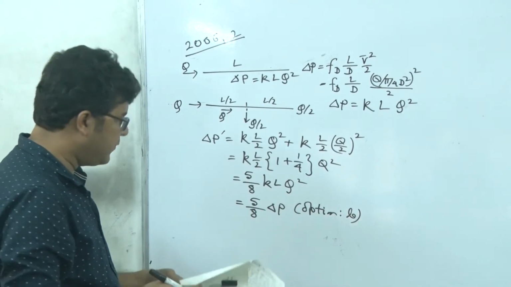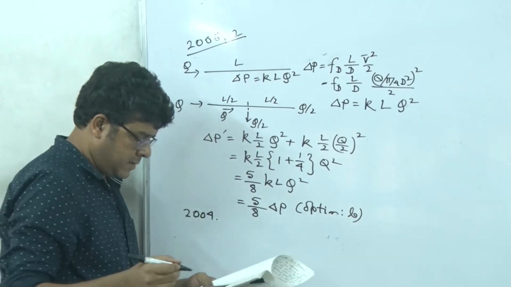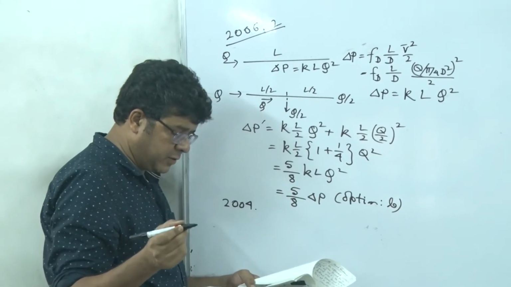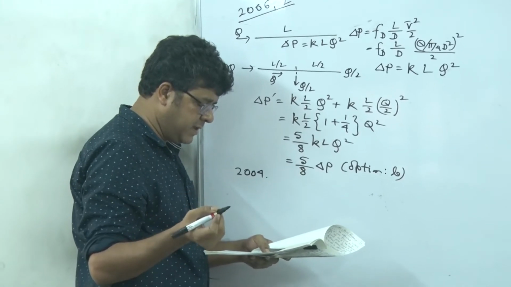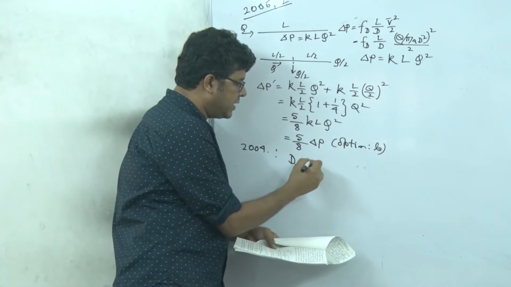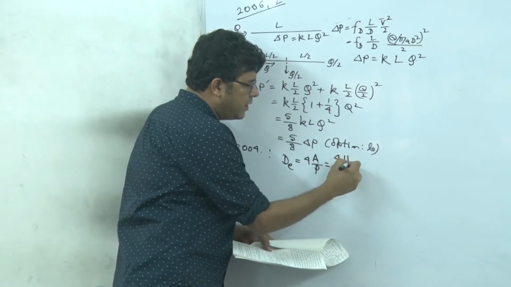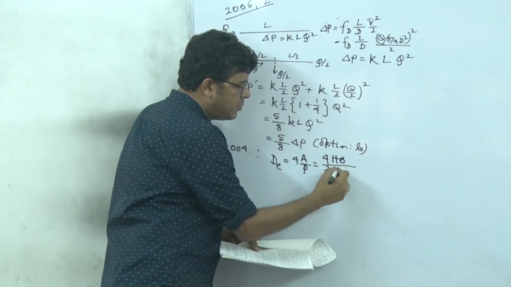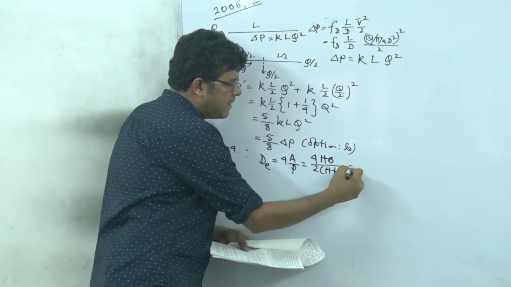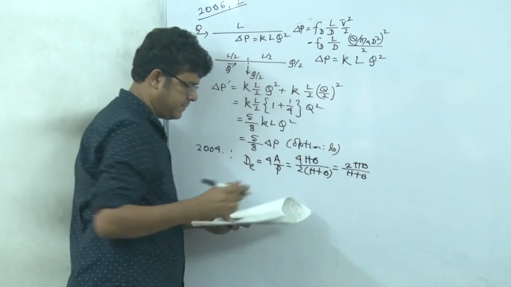Next up, 2004 1 mark question. Already we have solved it. The equivalent diameter for a flow through a rectangular duct of width B and height h. So obviously we know that it is 4 into A divided by P. So 4 H B divided by twice of H plus B. It's equal to 2 H B divided by H plus B.